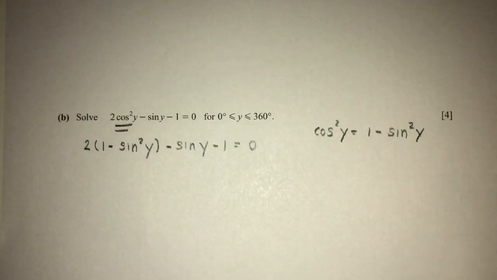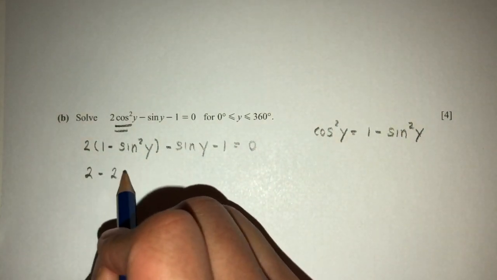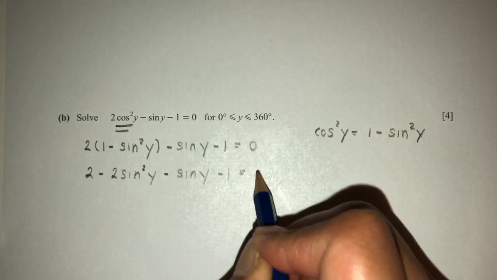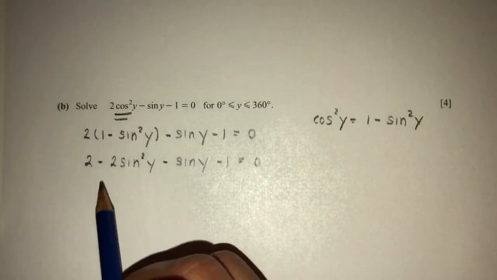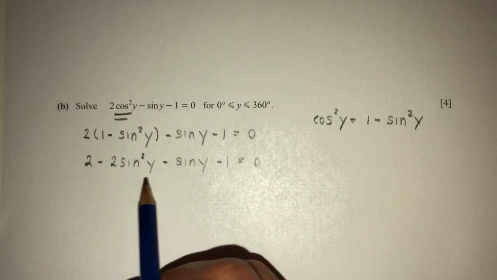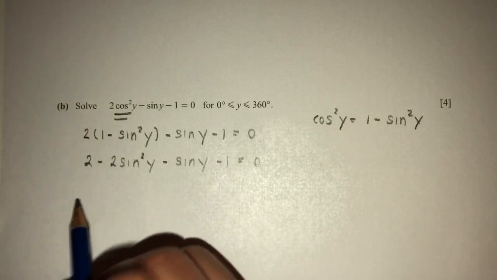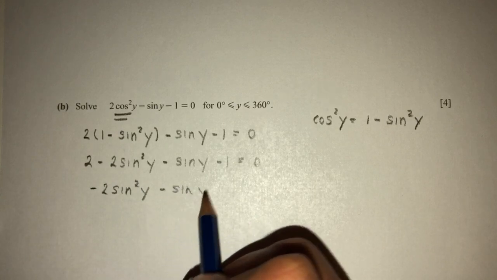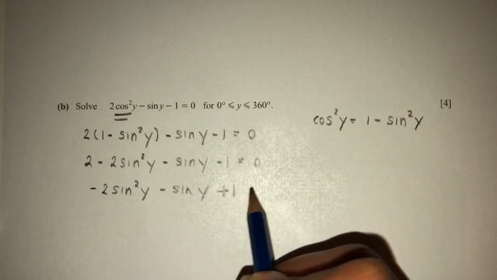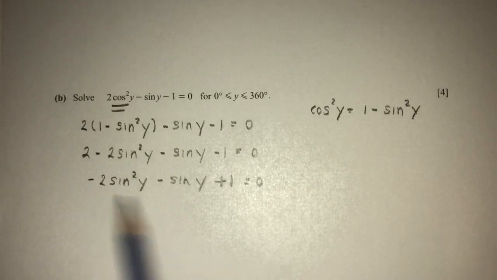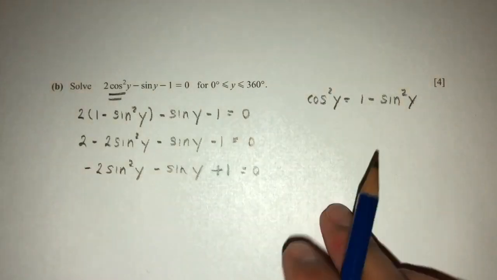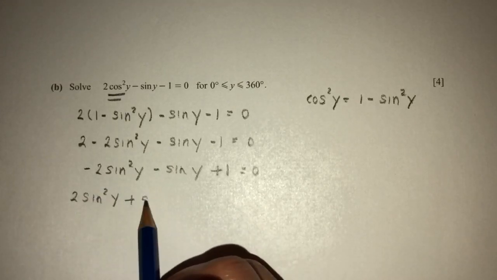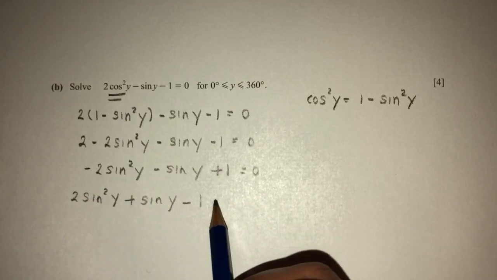Now let's expand and simplify. You will have 2 minus 2 sine square y minus sine y minus 1 is 0. Now, 2 minus 1 should be 1. So we have minus 2 sine square y minus sine y plus 1 equal to 0. Now let's make this become positive, so let's send this to the other side. You will have 2 sine square y, this will become plus sine y, and this will become minus 1.